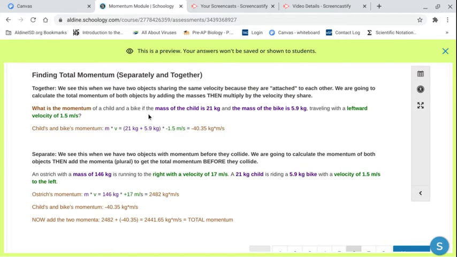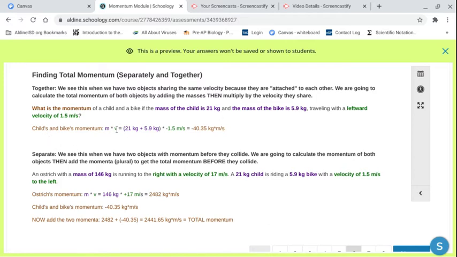Okay. Practice problem. We have a child and the bike, and we want to find the total momentum of the child and the bike. We also see that they are traveling with a leftward velocity of 1.5. Why is this leftward important? Because we have to consider direction. So if we're going to the left, normally left is negative, and you have to include the negative in the calculations.